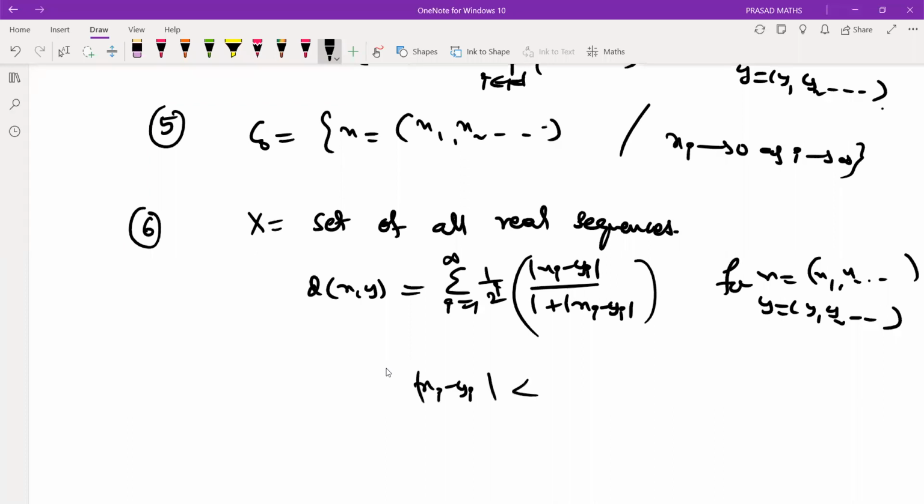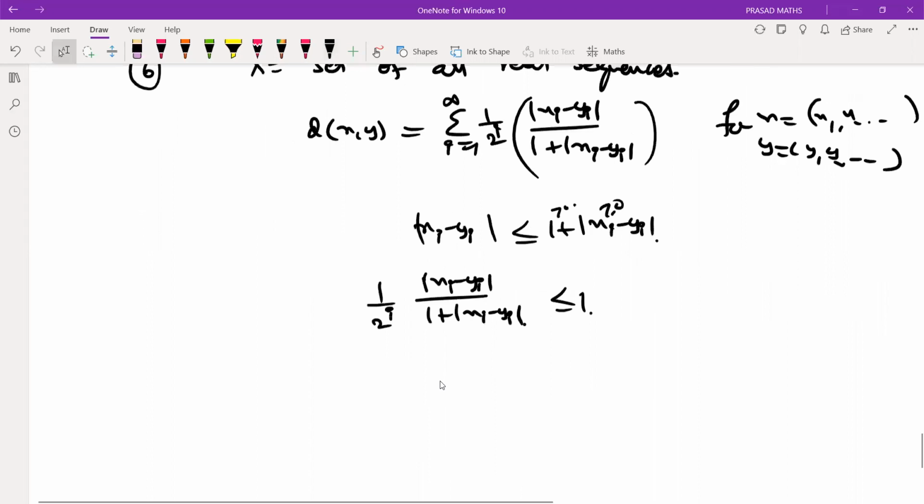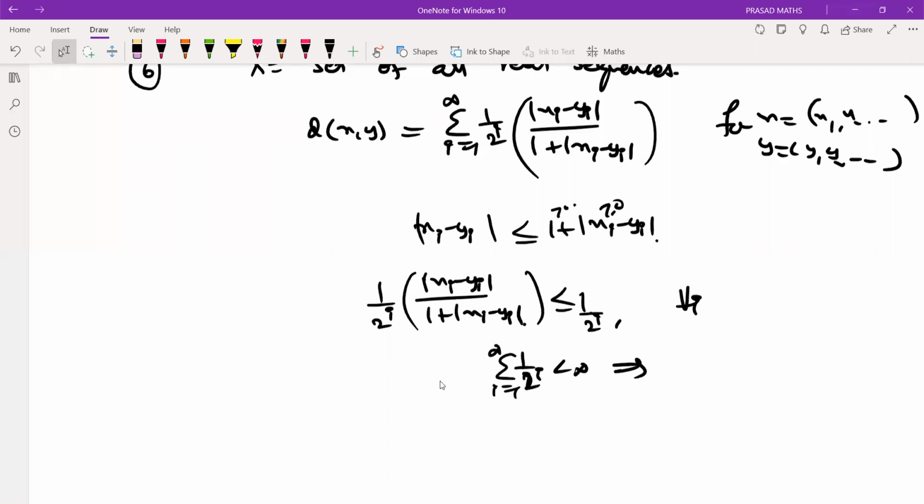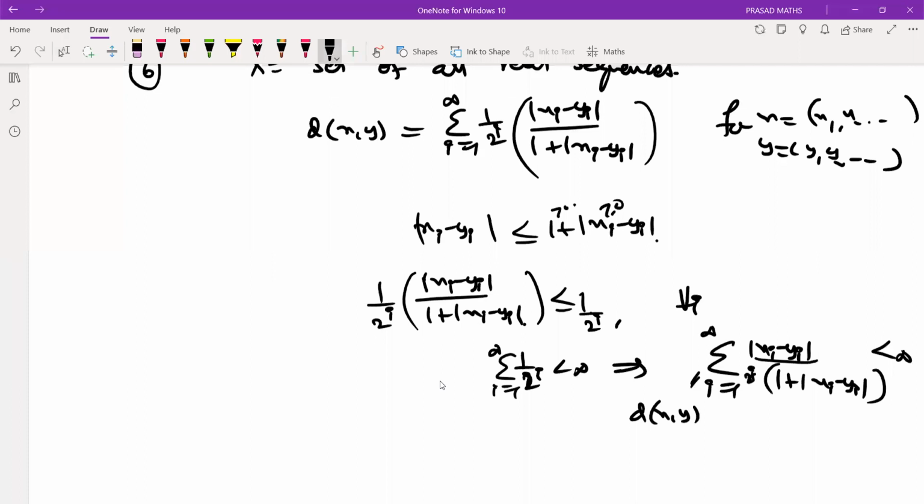This term is always less than or equal to 1, because mod of xi minus yi is non-negative, and 1 plus it is positive. Non-negative divided by positive is always nonnegative, and mod of xi minus yi by 1 plus mod of xi minus yi is less than or equal to 1. This is true for every i. Now multiply with 2 power i, a positive real number; the inequality doesn't change. So by the comparison test, this is convergent, as you know the geometric series is convergent. So the sum of 1 by 2 power i times mod of xi minus yi over 1 plus mod of xi minus yi is convergent. But this is exactly the distance between x and y. So this function is well defined.